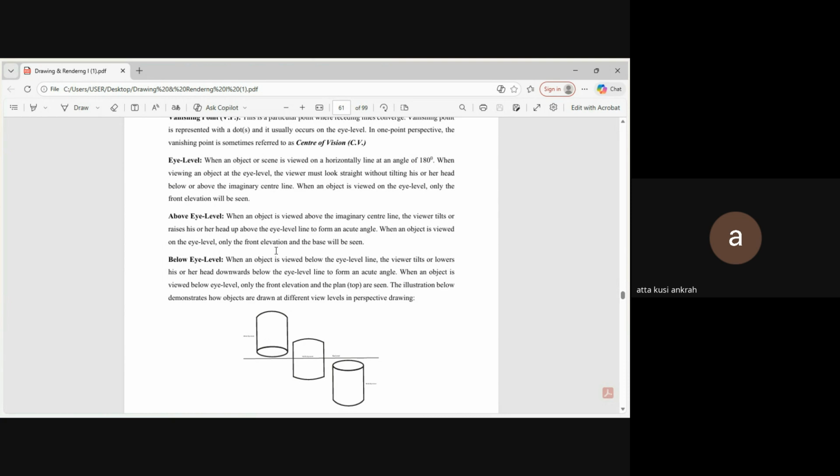I don't know why they brought in this. It is misplaced because we are discussing above eye level. Why did you bring it? Okay, fine.